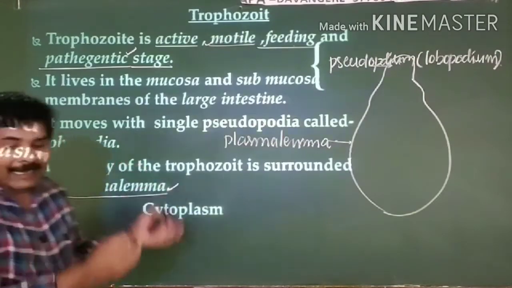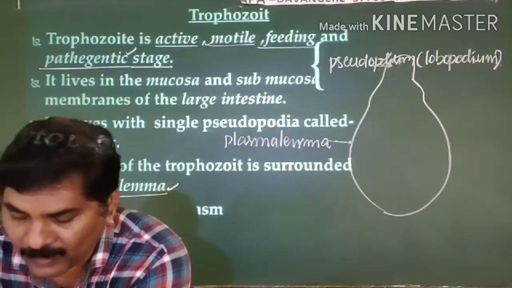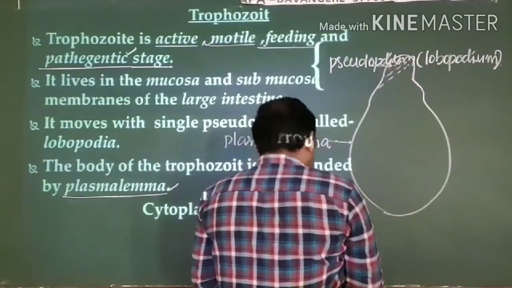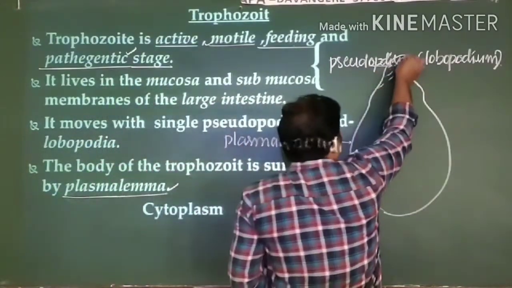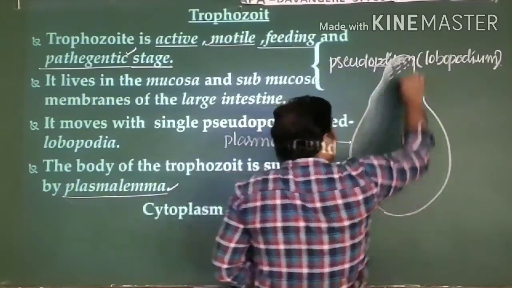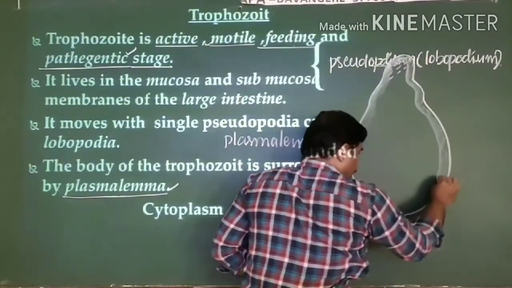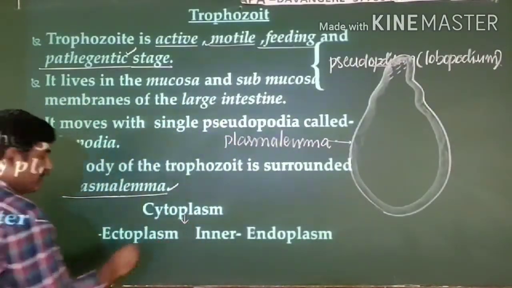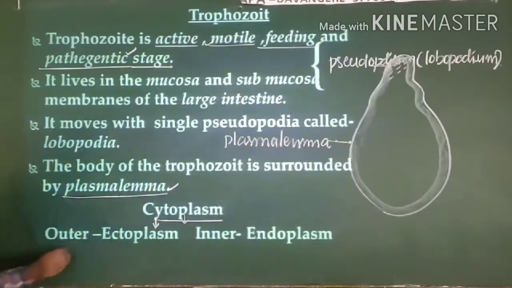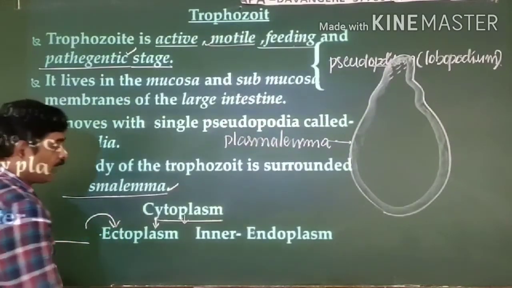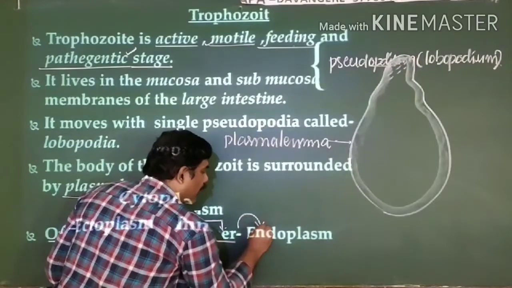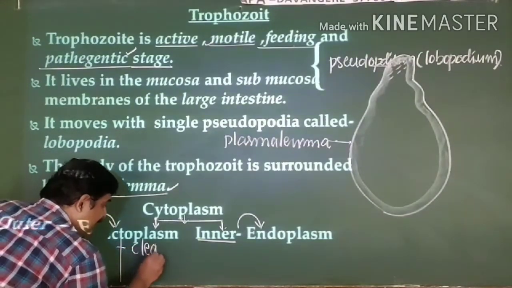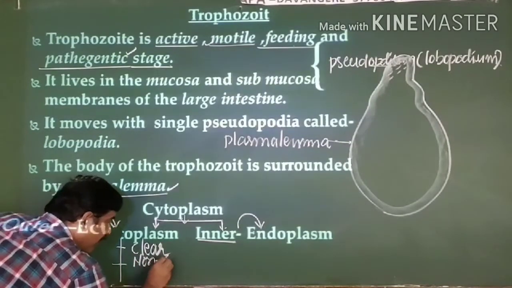When you check internally, the parasite has cytoplasm. The interesting point is that the cytoplasm is distinguished into the outer clear viscous ectoplasm, and the second one, the inner endoplasm.